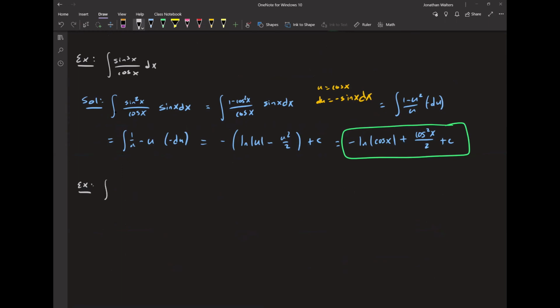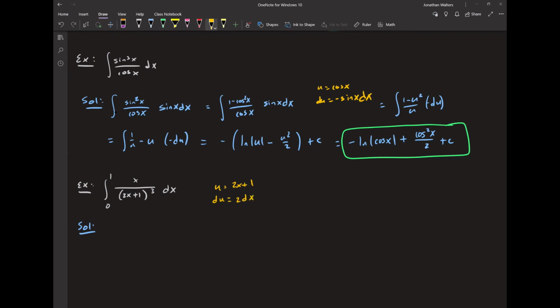Next one, this is number 6, integral from 0 to 1 of x over (2x plus 1) to the third dx. Let's see, I'm probably going to do a u sub again here. I'm going to do u equals 2x plus 1, du equals 2 dx.